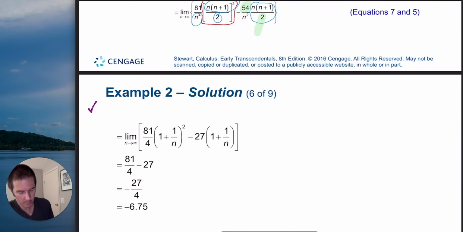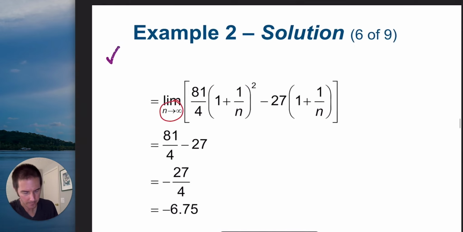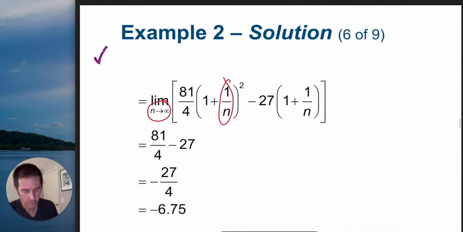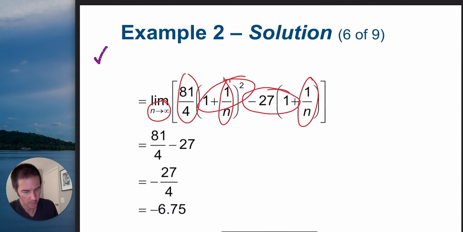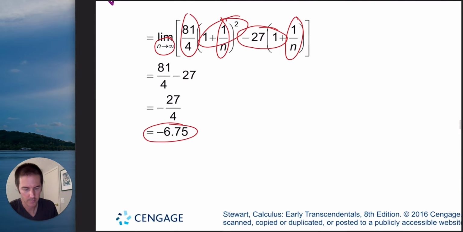Then, in going from this line to this line, the limit got applied. As n goes to infinity, 1 over n turns into a 0. So now you've got 1 squared, which is 1, leaving you just with the 81 over 4, and there it is. Over here, the 1 over n also goes to 0, so you've got minus 27 times 1, which is negative 27. There it is. Common denominator, do the arithmetic, and you get negative 27 fourths, or negative 6.75.